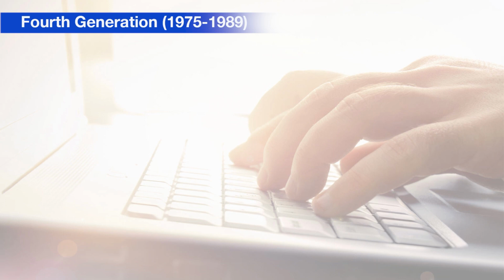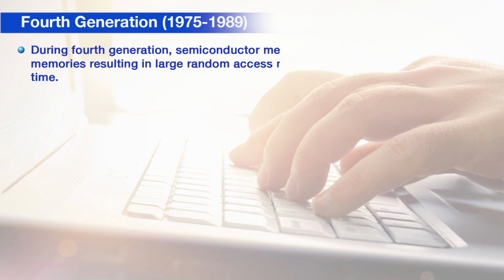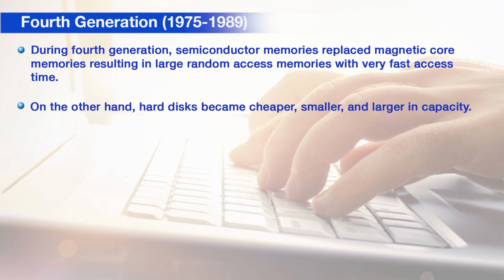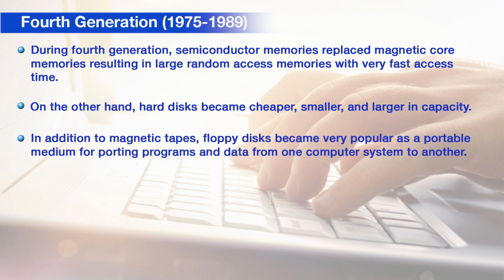Now coming to the fourth generation. During the fourth generation, semiconductor memories replaced magnetic core memories, resulting in large random access memory with very fast access time. On the other hand, hard disks became cheaper, smaller and larger in capacity. In addition to magnetic tapes, floppy disks became very popular as a portable medium for porting programs and data from one computer system to another computer system.